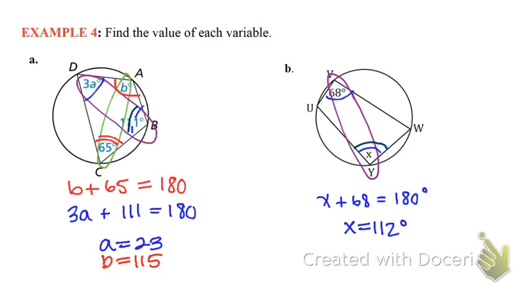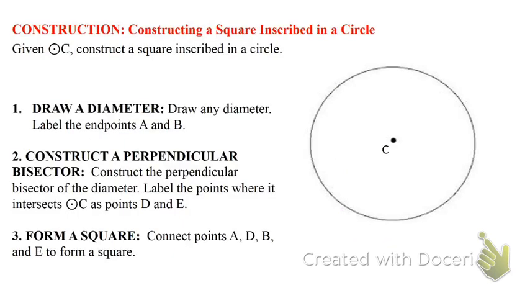I believe there's another theorem next. Oh, no, there's a construction. So we know you don't have tools. We understand that. So we're just going to talk through how to do this. So, constructing a square inscribed in a circle. The first thing you want to do, you've got your circle with center C. So you want to draw a diameter and label the points where the diameter intercepts the circle as A and B.